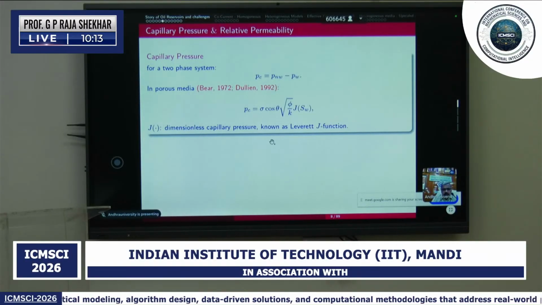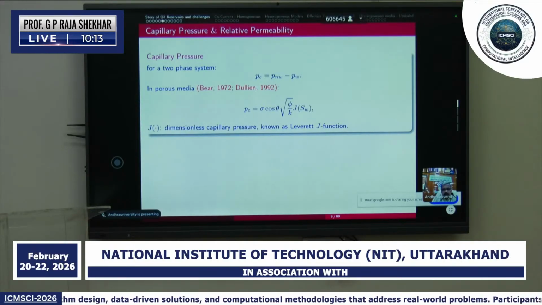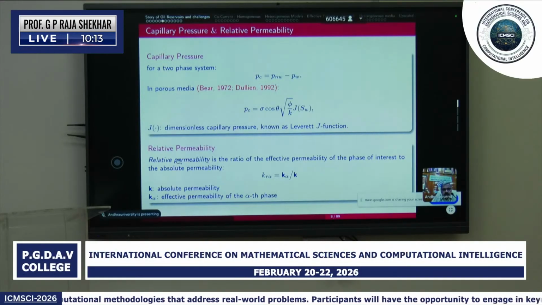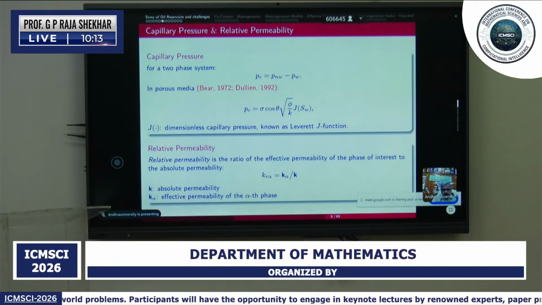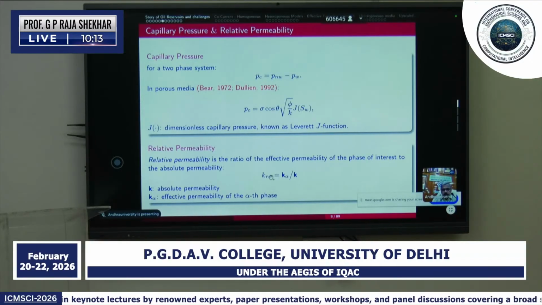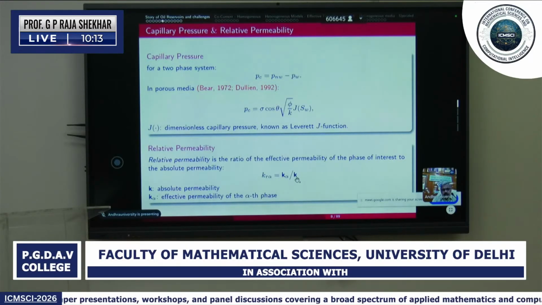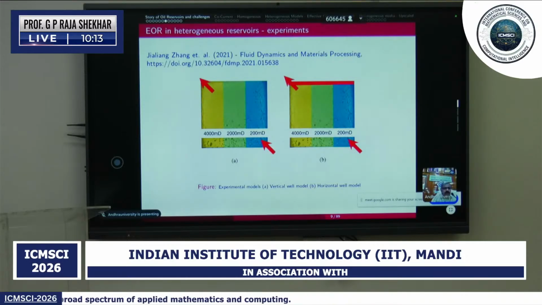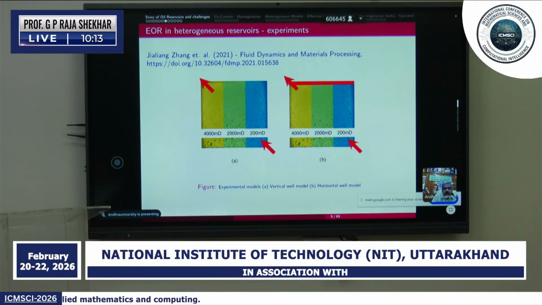Several correlations are there, so people have to experiment with various such saturation functions. Then within a porous rock structure, oil may penetrate in some fashion, water may penetrate in some fashion, hence the relative permeability also matters. Alpha is the phase, this is the absolute permeability, and this is the relative permeability of each phase. So now let us understand the heterogeneity.